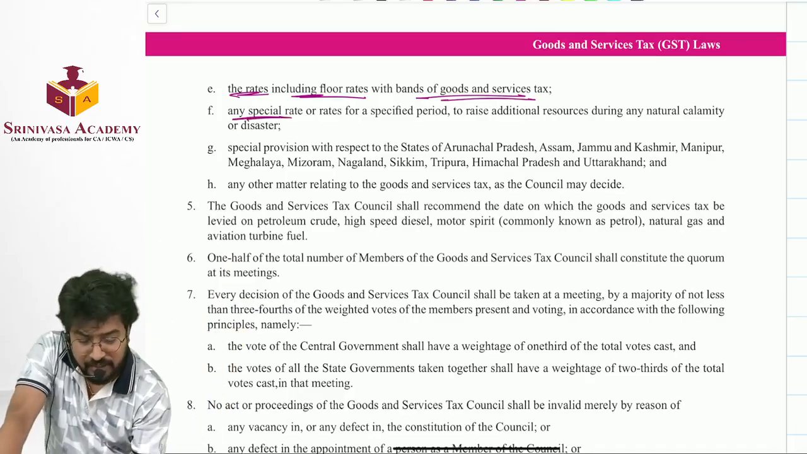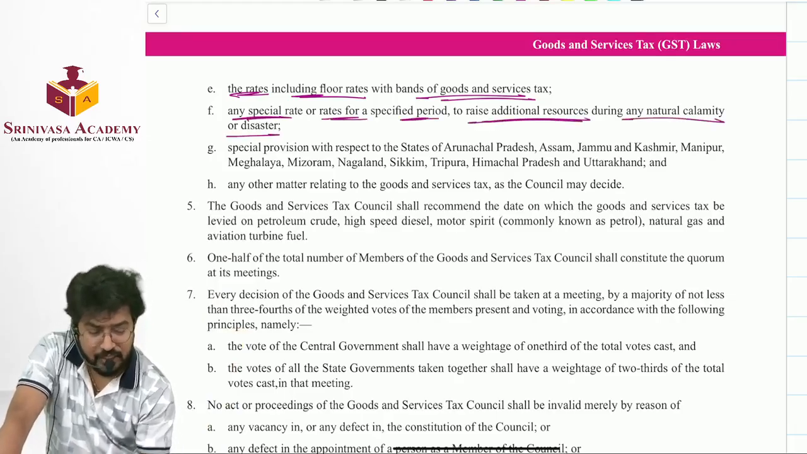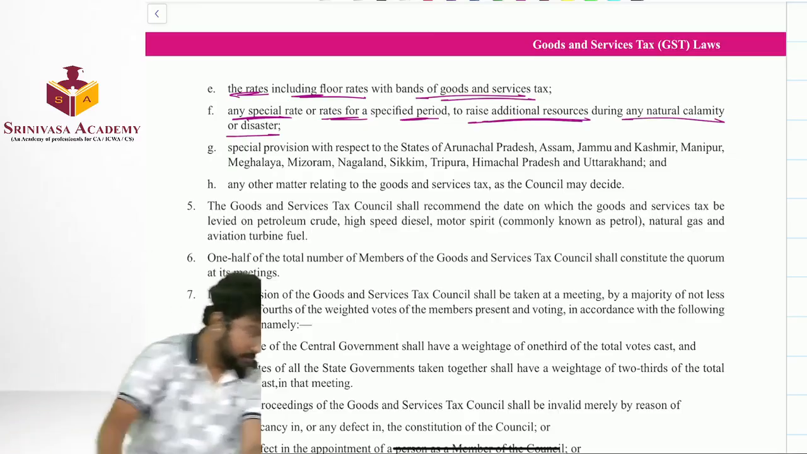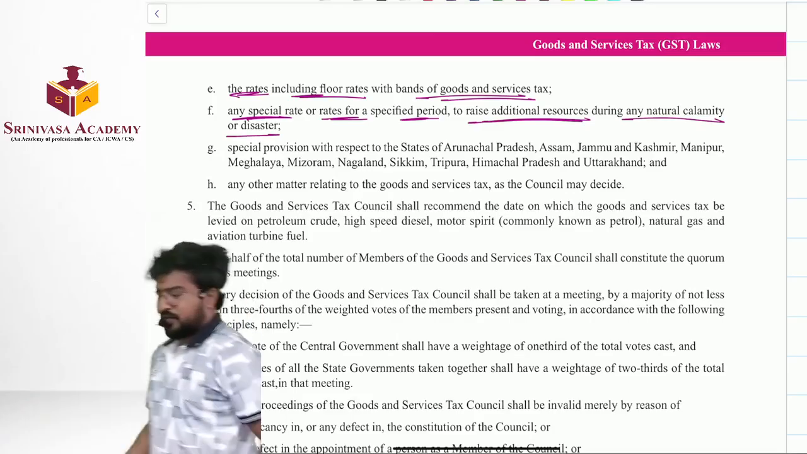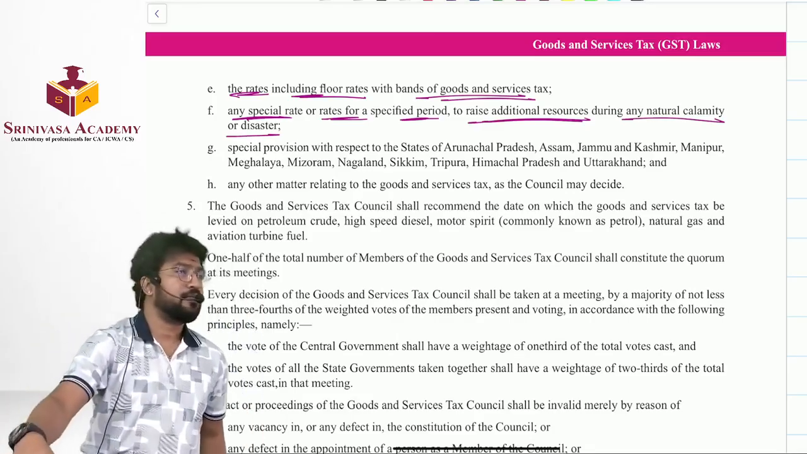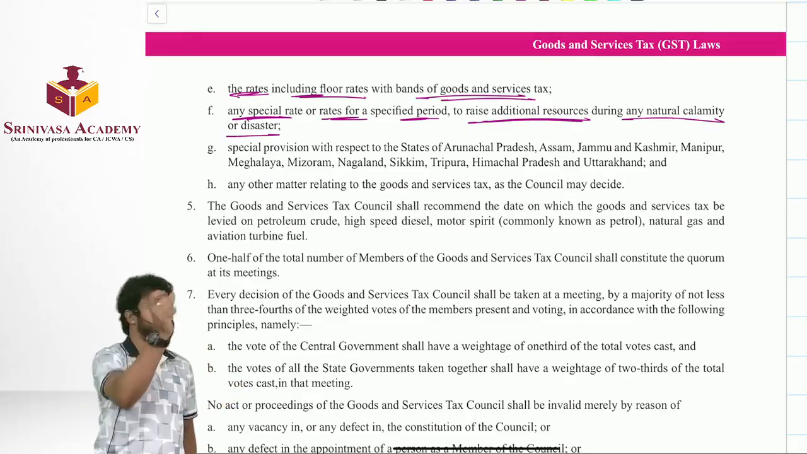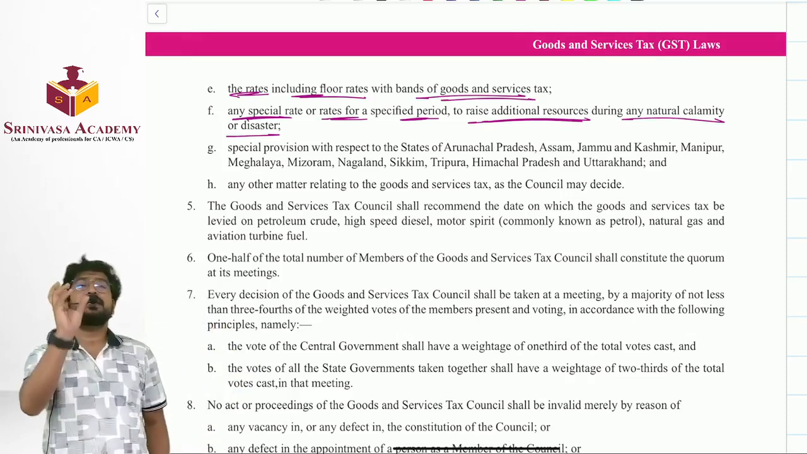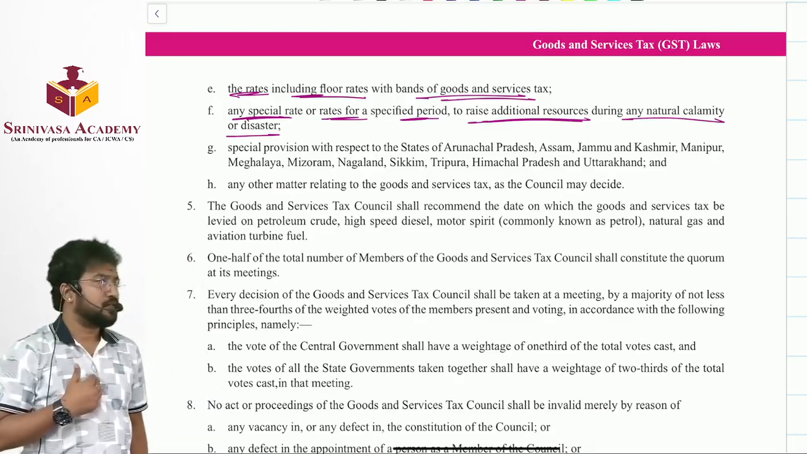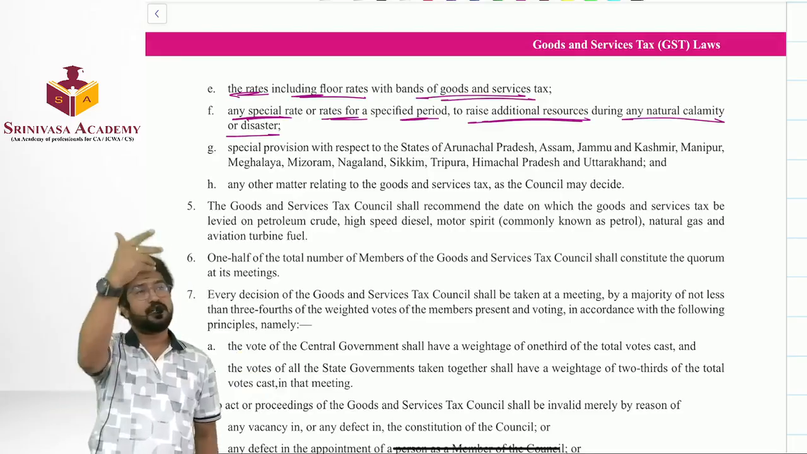Any special rate or rates for a specified period to raise additional resources during any natural calamity or disaster. That means, for example, when there are floods, like a few years back there were floods in Kerala. For compensating the Kerala state government, we charged some cess. Or let us assume there was such a Bharat cess before GST on service tax. To meet any exceptional situations, we need revenue. For that revenue, you can charge any extra or special rate of tax.